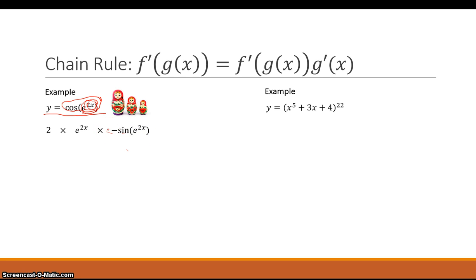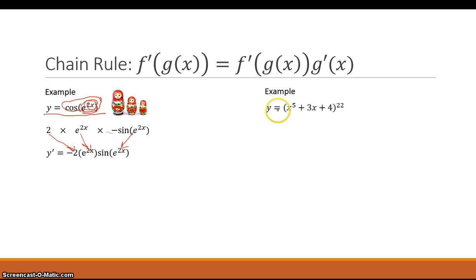And you multiply these 3 together, and you end up with the derivative of y is negative 2 times e to the 2x times sine e to the 2x. So this is each one of the terms just simplified and made a little easier to read.